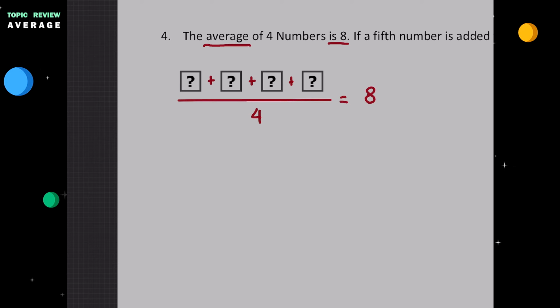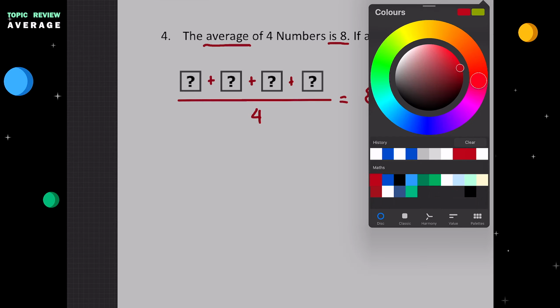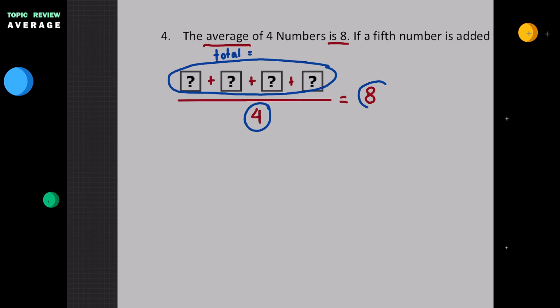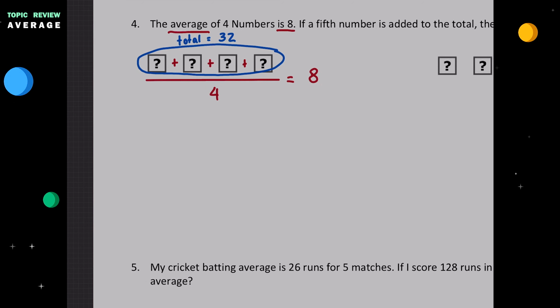So the first thing again we're going to do is find the total. I always find a total, always helpful. So the total equals, how do we find a total? We multiply the bottom number and this number, 4 times 8, and that gives me 32. Okay, so we know the total is 32.